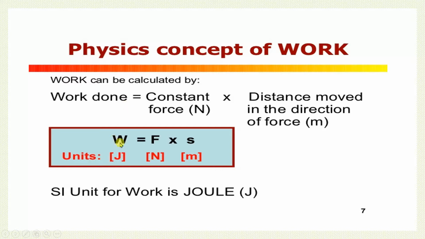Okay, so we can write W for work done, F for the force, and the displacement is written by the symbol S. So work done can be written as W equals F into S. The SI unit of work done is joule. When a force of 1 Newton displaces the object by 1 meter, the work done is 1 joule. Clear? 1 joule is the work.